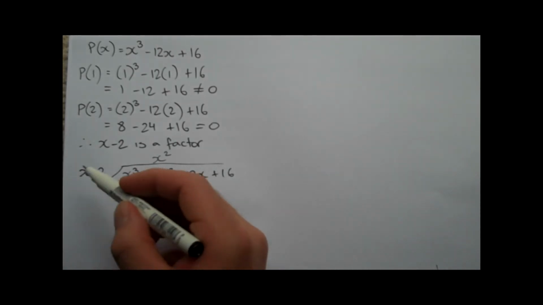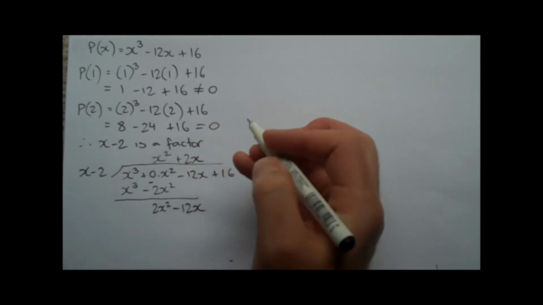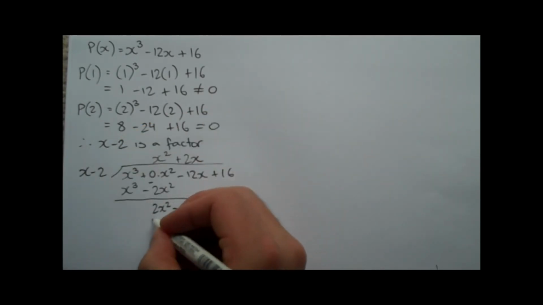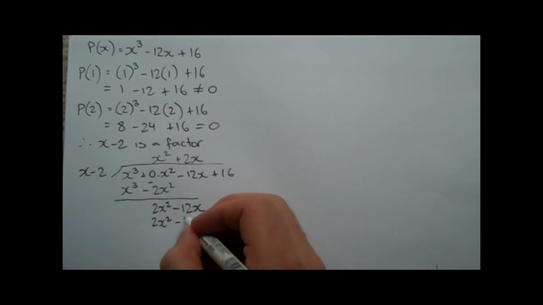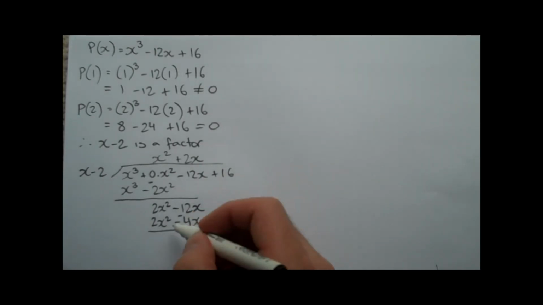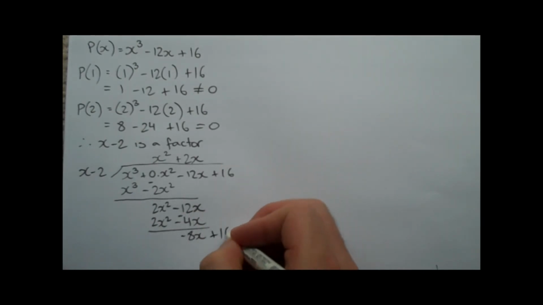What do I have to multiply x by to get to 2x squared? That would be 2x. 2x multiplied by x is 2x squared. 2x multiplied by negative 2 is negative 4x. Draw a line, perform a subtraction. We have negative 12x take negative 4x. Two negatives here make it positive, so we get negative 8x. Bring down the next term.